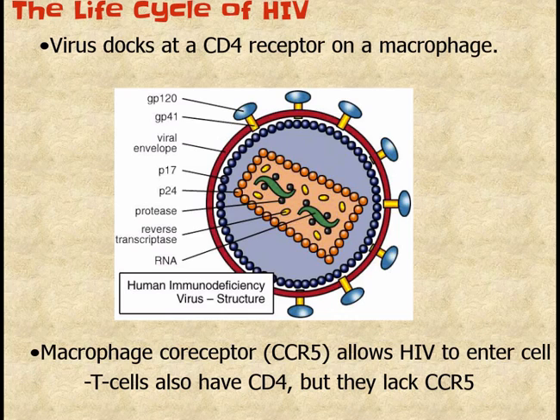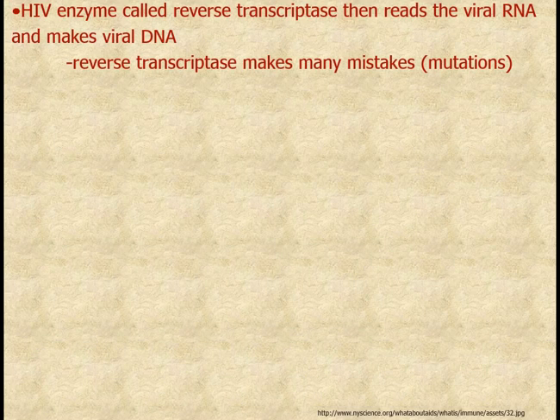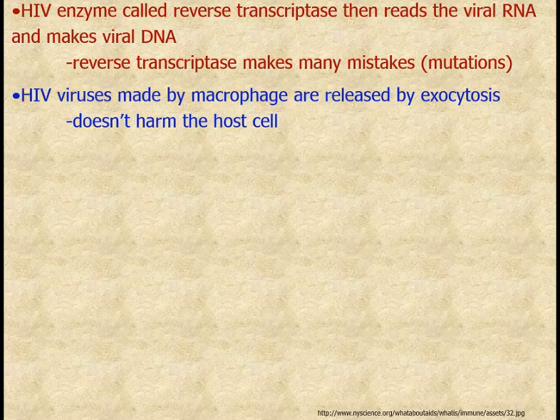Now, T cells also have that initial receptor called CD4, but they don't have the CCR5 receptor. So it's like a two-series lock, and they only have one lock, and I don't know if that explains it very well, but initially, HIV can only enter the macrophages and is not able to enter the T cells. Once it's inside the macrophages, HIV's enzyme called reverse transcriptase, we talked about it earlier, reads the virus's RNA and starts to create virus DNA. But this reverse transcriptase makes many mistakes, and that leads to many mutations of the HIV viruses.